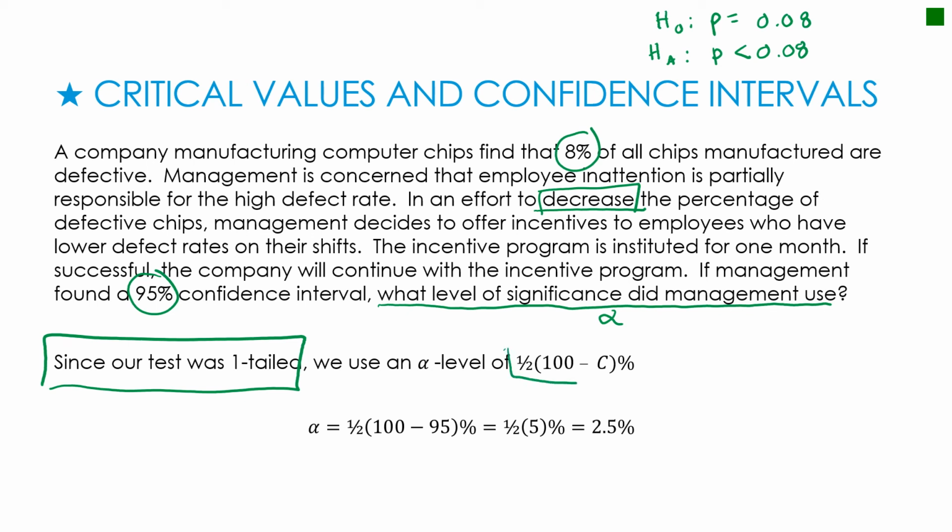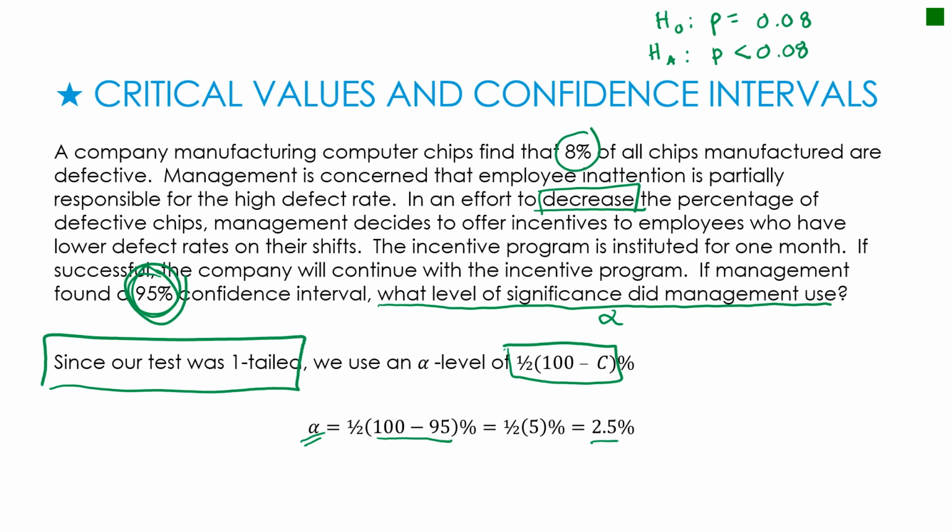So this was just the other equation that I had for you. And you can use either one. But again, if you use the other equation, then I'm saying let's find alpha. And I would get 1/2 times 100 minus 95, 95 from here. So half of 5% is 2.5%. So again, that was using that second formula.